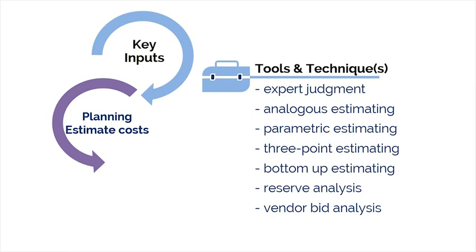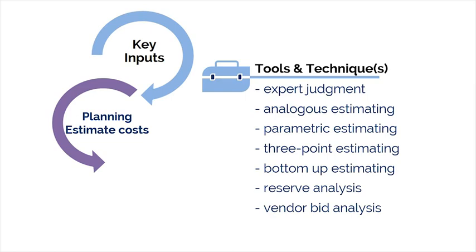3-point estimating can be beneficial in that it can help to improve the accuracy of activity cost estimates by using 3 values to define an approximate range for an activity's cost. The idea is to come up with an expected cost estimate using a weighted average of 3 estimates, namely pessimistic, most likely, and optimistic. Bottom-up estimating involves estimating the cost of individual work packages or individual schedule activities with the greatest level of specified detail.